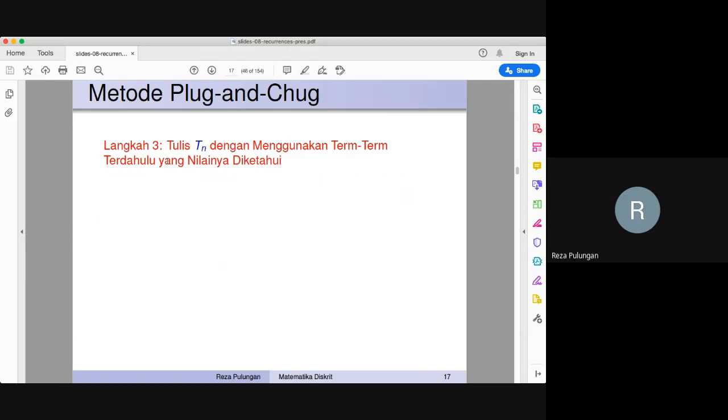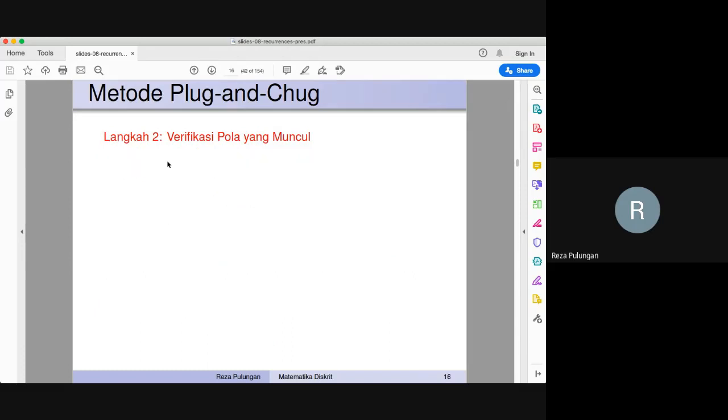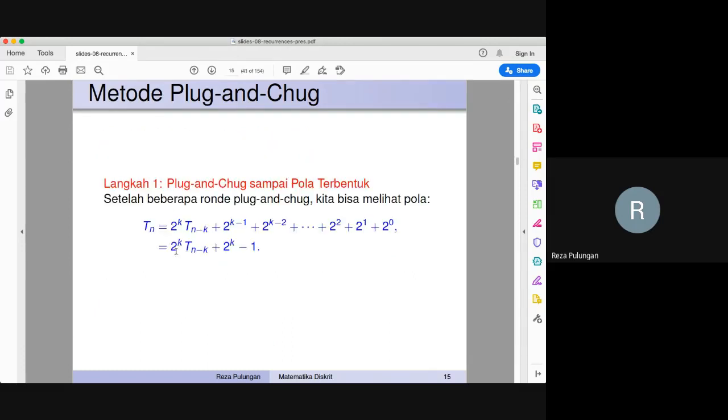So let me return again to this pattern. Yeah, this is the pattern that you know. The result of the pattern is this one. Tn is equal to 2 to the power of k, Tn minus k, plus 2 to the power of k minus 1. Let me write this down in Microsoft Excel so that you can see it clearer.